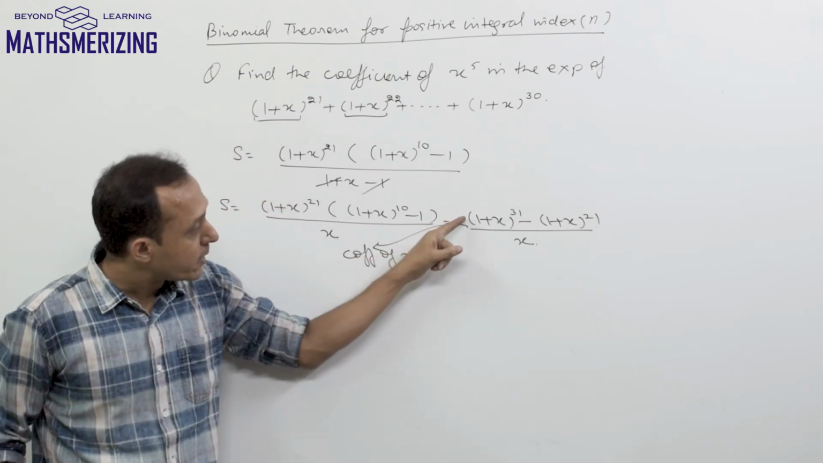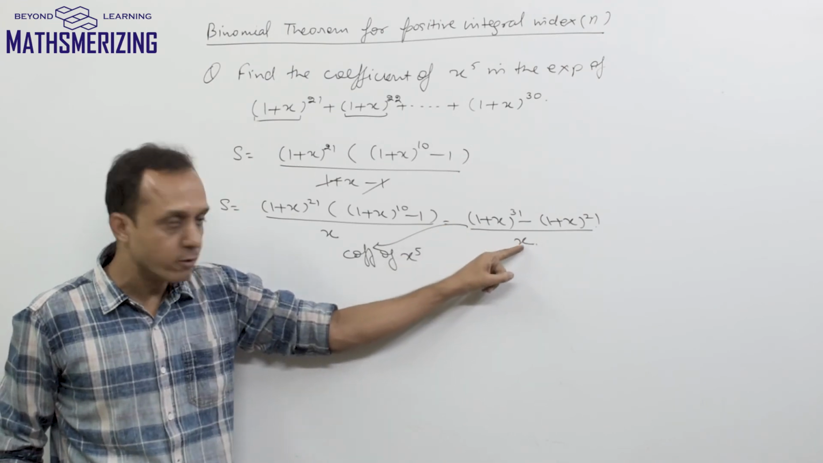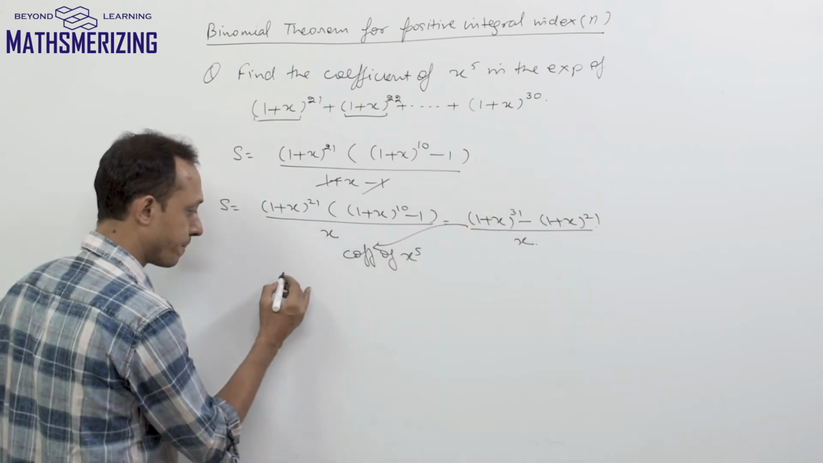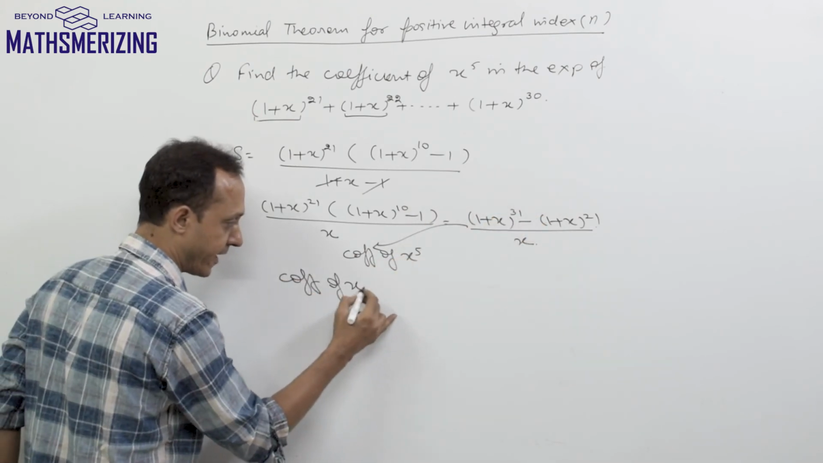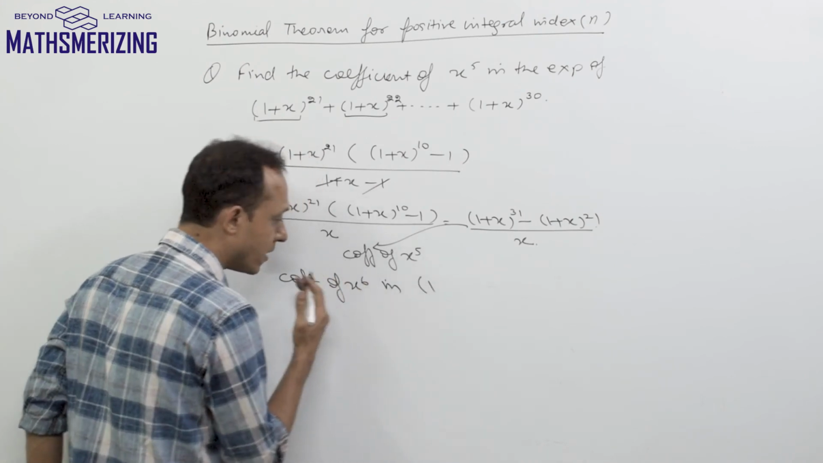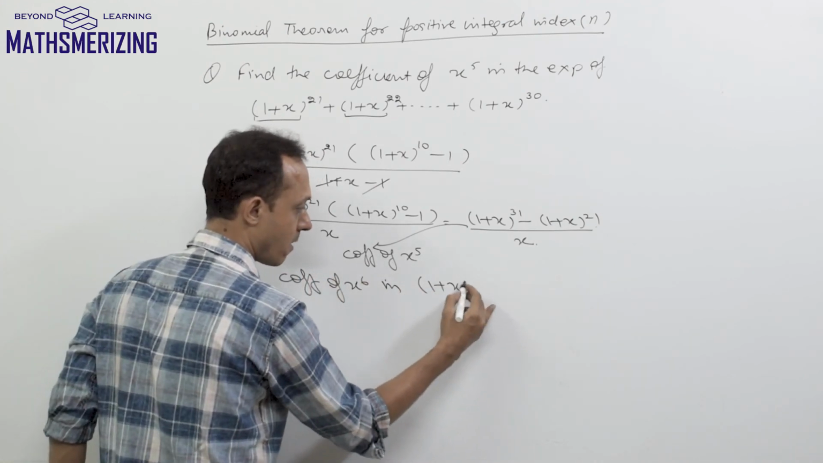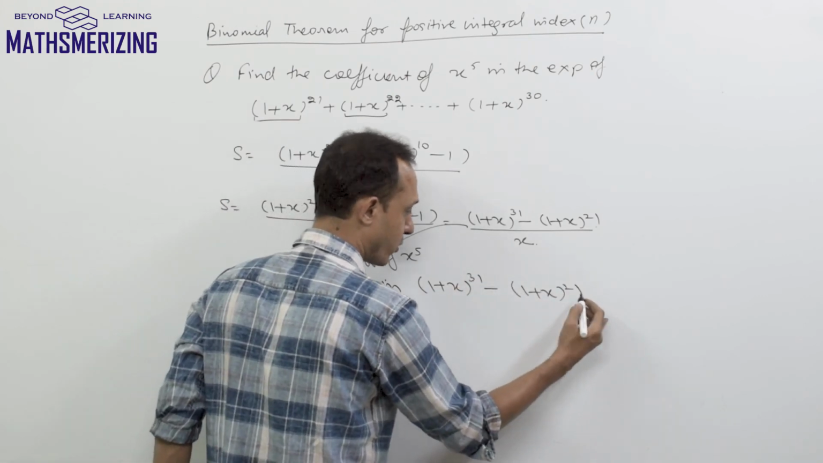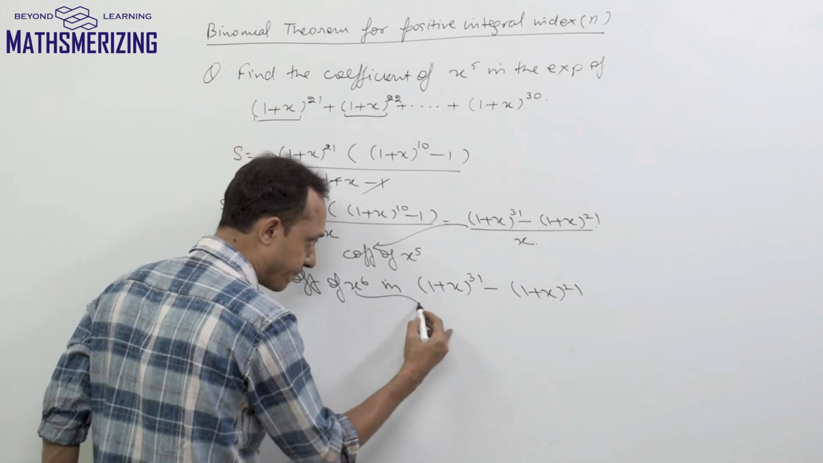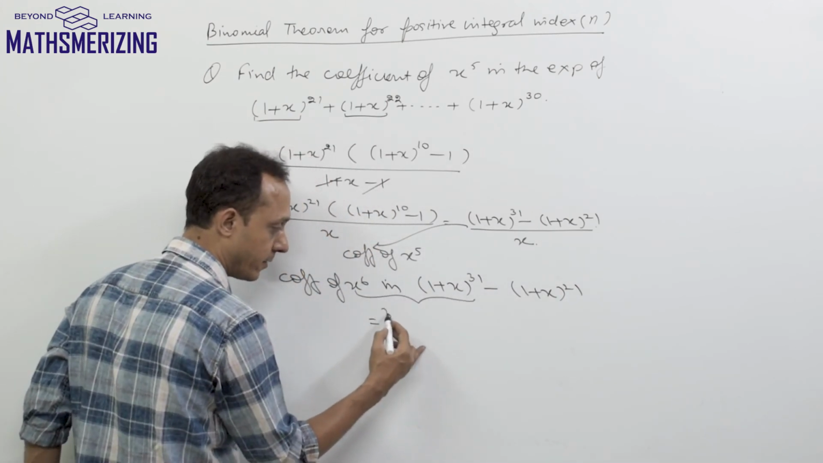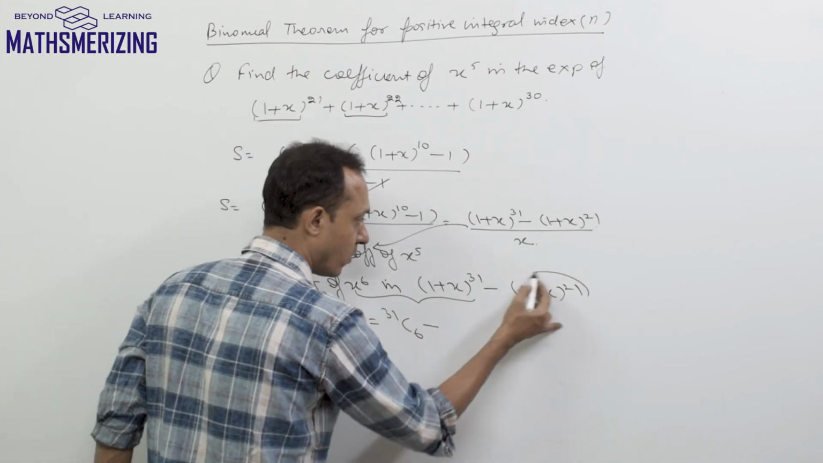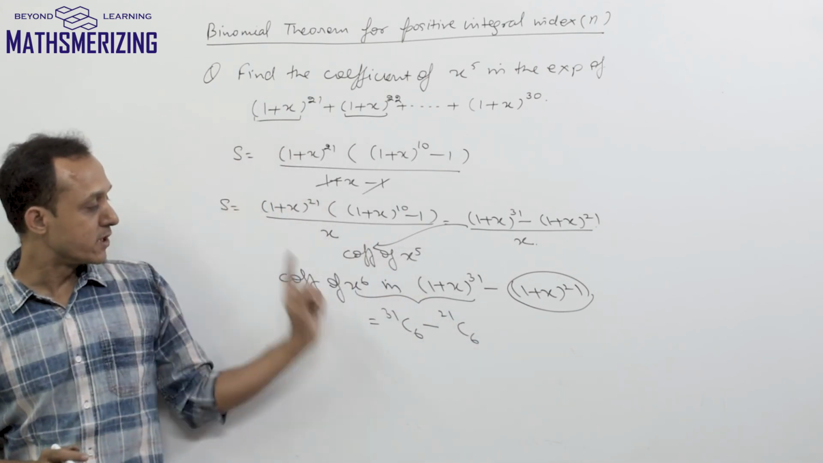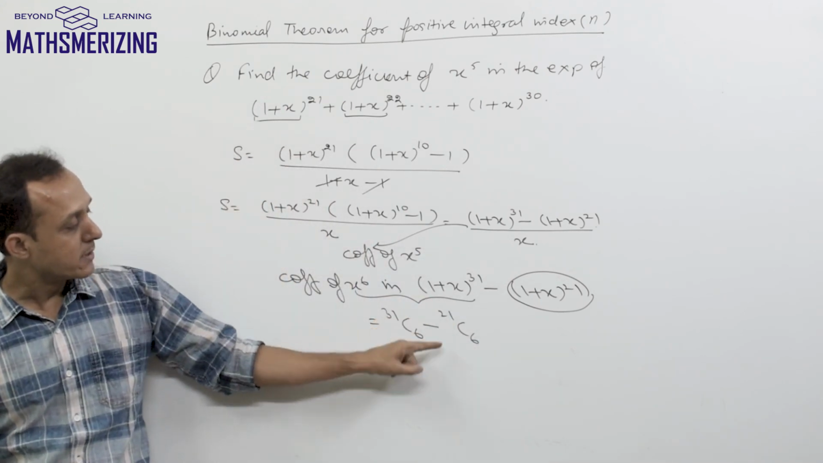Now whatever I get from the numerator, this x is going to reduce the power by 1. So if I have to find the coefficient of x to the power 5 from this entire expression, I'll need to find the coefficient of x to the power 6 from the numerator. So I have to find the coefficient of x to the power 6 in (1 plus x) to the power 31 minus (1 plus x) to the power 21. The coefficient of x to the power 6 in (1 plus x) to the power 31 is 31C6, and then minus 21C6 from the other. So the answer to this question will be 31C6 minus 21C6.